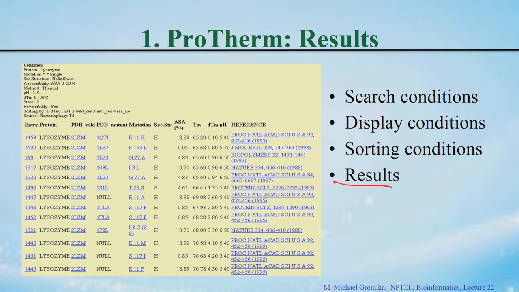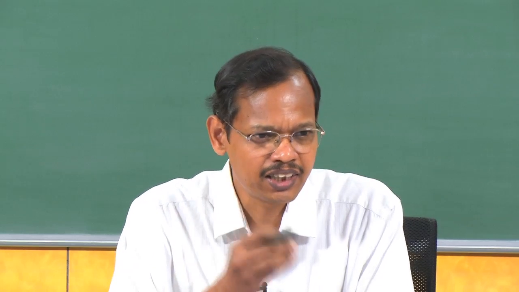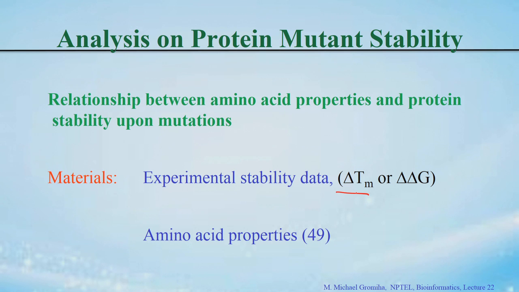Once we get the results, you can download the data and utilize it to understand the factors which can stabilize or destabilize a particular protein. How do we estimate the contribution of different properties, which property can be related to the stability? ProTherm gives you experimental data, either delta Tm or delta energy. Tm is the transition temperature, the melting temperature, and delta energy is the free energy change.